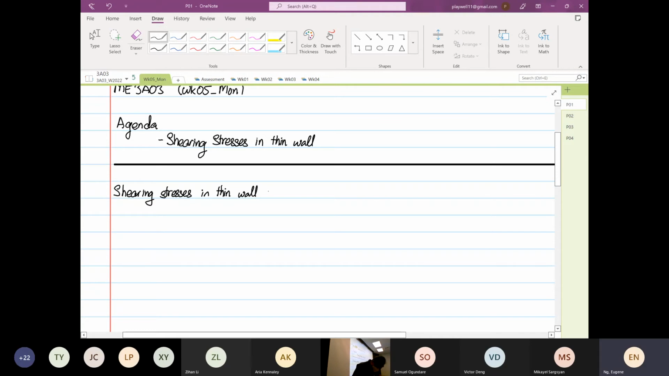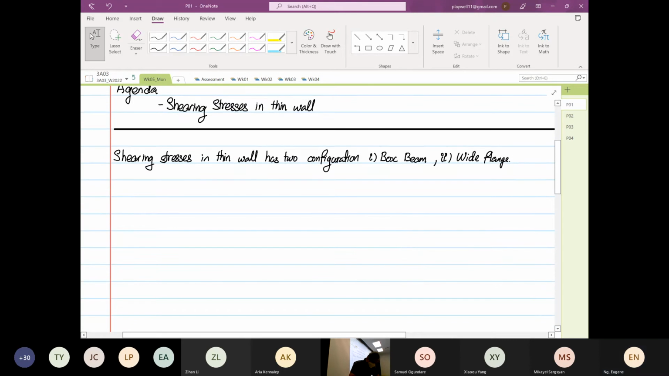Shearing stress in thin wall has two configurations. One of them is known as box beam, and the other one is known as wide flange. So box beam and wide flange, and I'm going to acquire the image on here.